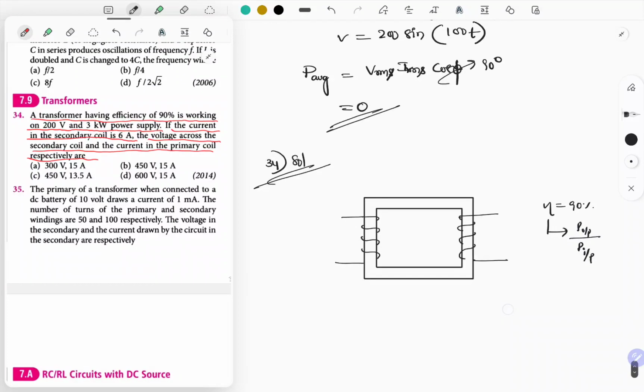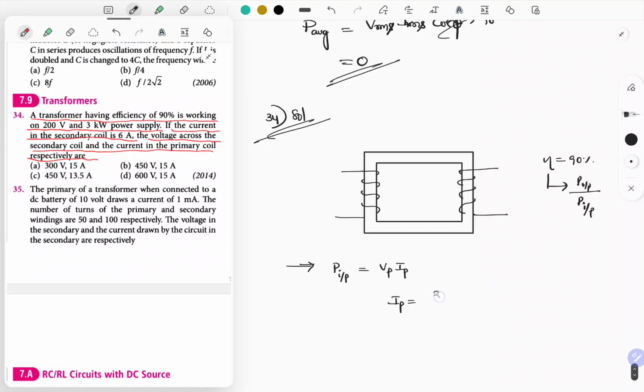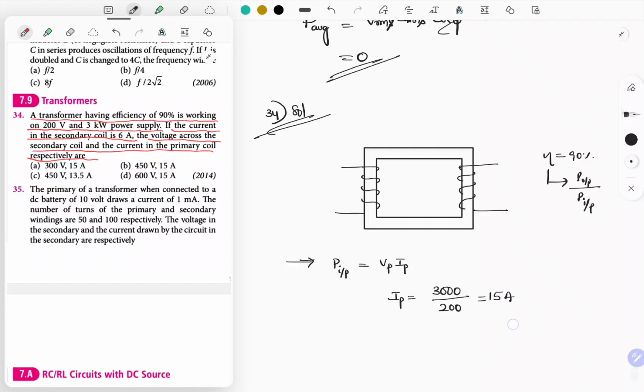So efficiency is 90%, and the formula for efficiency is output power divided by input power. Now, 200 volt input voltage and 3 kilowatt power supply. So input power is equal to V input and I input. I can write it as V primary voltage and I primary current. So what is the value of primary current? IP is equal to input power, 3 kilowatt, that is 3000, divided by input voltage 200, which is equal to 15 amperes. So this is the primary current.